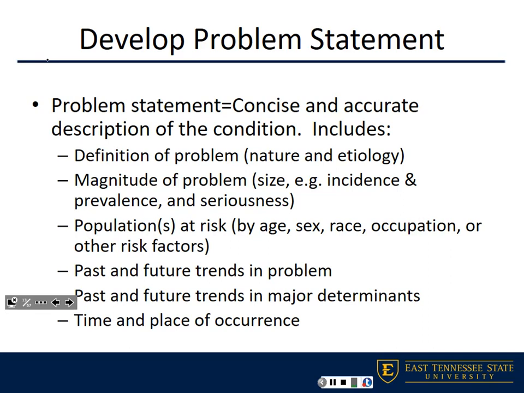In our problem statement, we should identify the population or populations at risk. Okay? So again, for breast cancer, for example, the population most at risk is women, 40 years of age and older. Okay? For unintended pregnancy, a population that is at high risk is teenagers and young women, right? 15 to 16 years of age, to maybe 21 years of age.